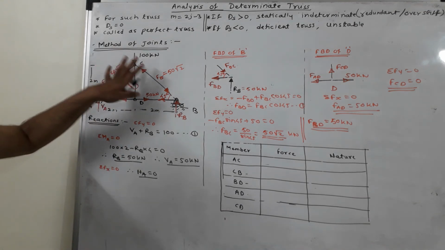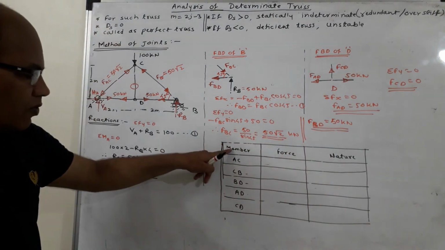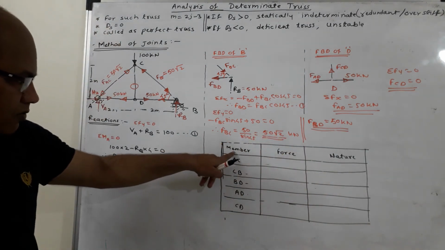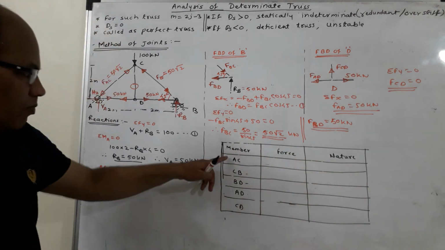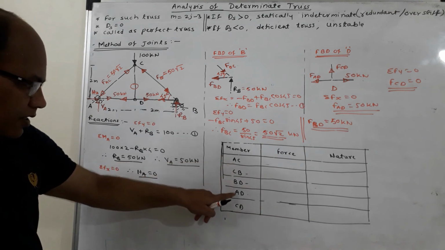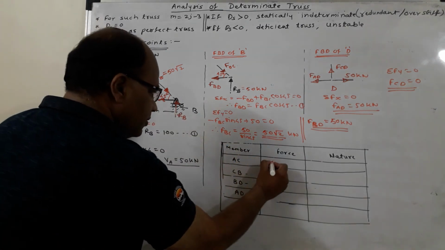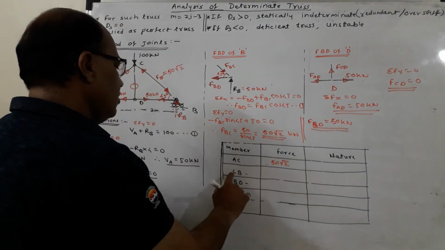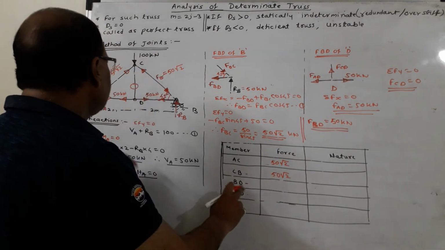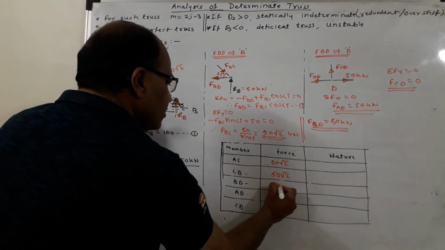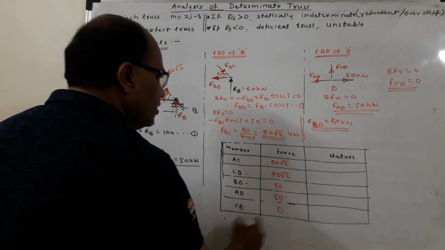But after getting the forces in all the members, you will have to prepare a table like this. The first column gives us the member, and I have written over here member, force and nature. Now the members are AC, CB, BD, AD and CD. There are 5 members. I am writing the forces also. Force in AC is 50 root 2. Then force in CB is 50 root 2. Force in BD is 50 kilonewton. Force in AD is again 50 kilonewton, and force in CD is 0.